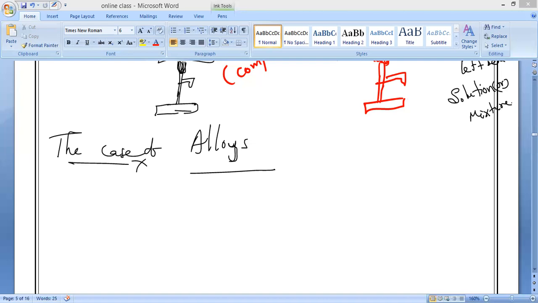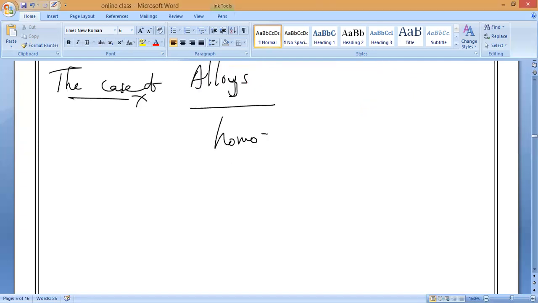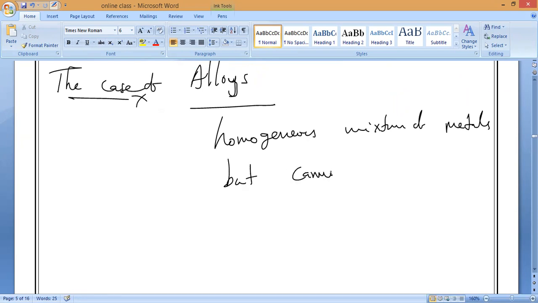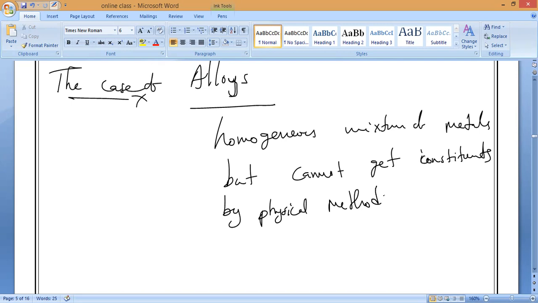Alloys are homogeneous mixtures of metals and cannot be separated into individual components by physical methods. But still, why do we call it a mixture? We cannot get the constituents by physical methods, but still we consider alloy as a mixture. Why? What is the reason behind it?